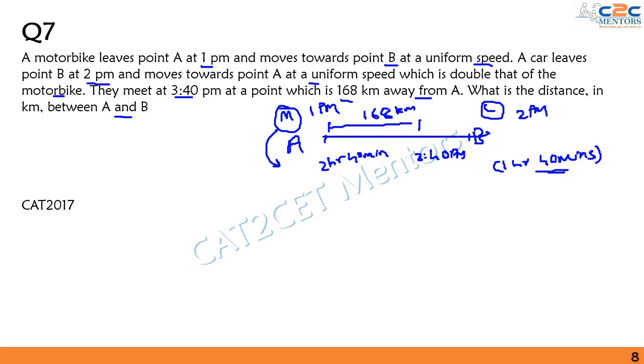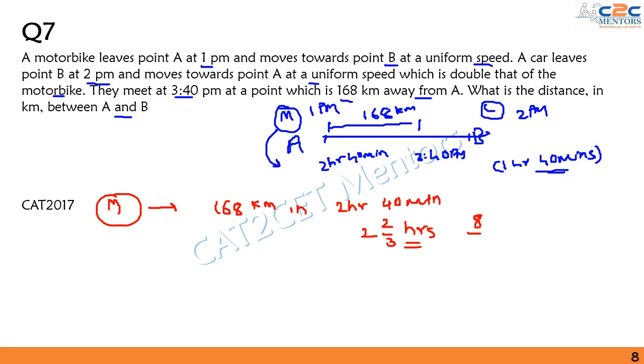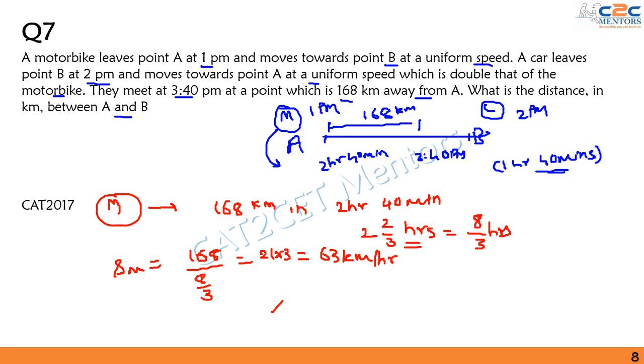Now we can write this equation for the motorcycle, that is, the motorcycle covers 168 kilometers in 2 hours 40 minutes, or 2 and 2 by 3 hours, or 8 by 3 hours to be precise. Hence the speed of the motorbike is going to be distance upon time, that is equal to 21 multiplied by 3, or 63 kilometers per hour. Hence the speed of the car, that is twice that of the motorbike, will be 126 kilometers per hour.